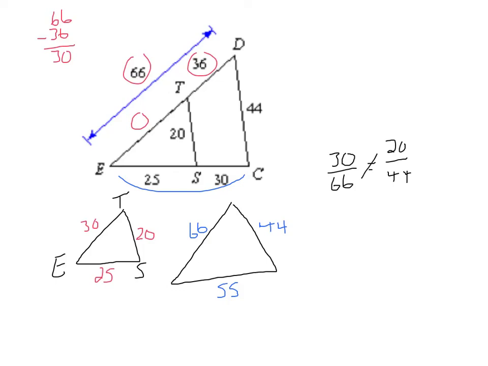If I cross multiply, I get 1,320 equals 1,320. So yes, we get a true proportion. And this ends lesson 10.6, video 2.